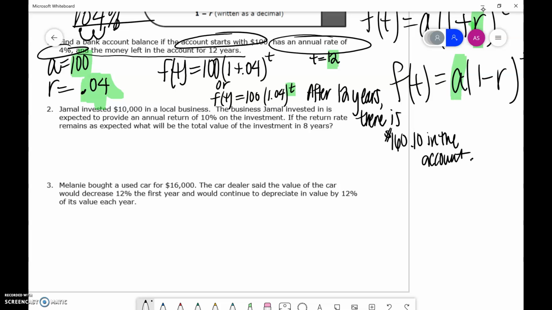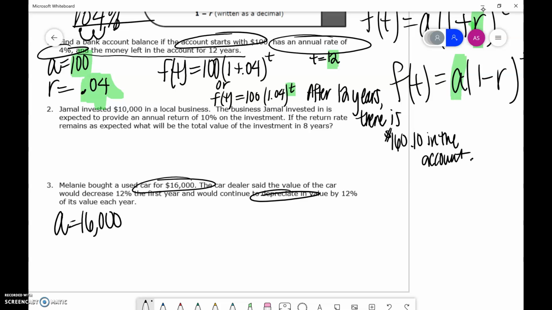One thing we know about cars is once you buy them, once you drive a car off the lot, that value does decrease. They have a word, depreciate. All depreciate means is that it's going to lose value. So she bought the car for $16,000, which means a equals 16,000.